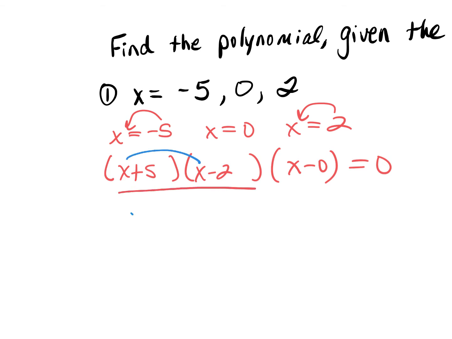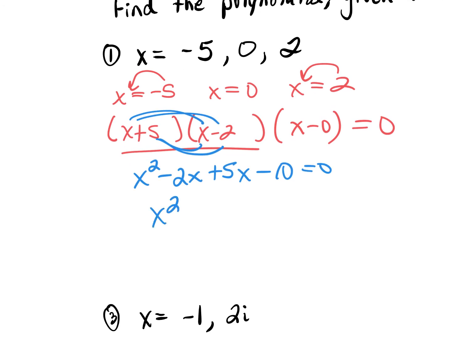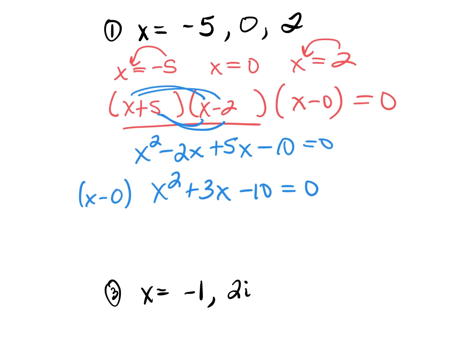X times x is x squared. X times negative 2. Negative 2x. 5 times x. 5x. Plus 5x. And then 5 times negative 2. Negative 10. Negative 10 equals 0. Combine like terms. X squared plus 3x minus 10 equals 0. Agreed? Yeah.